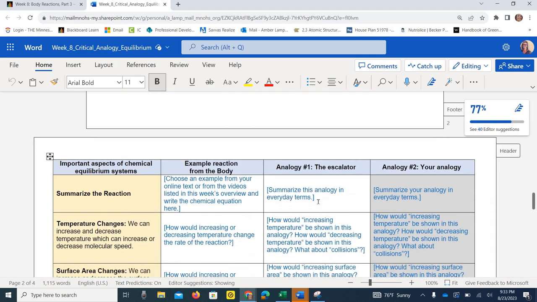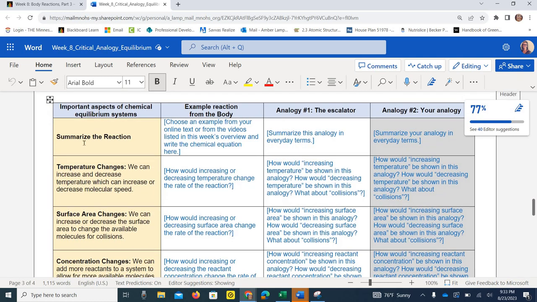So when I look at that in terms of this table, the first one says summarize the reaction. So summarize this analogy in everyday terms. In this, I would simply say that I have people that are going up and down an escalator. That's all I would have to say. Okay, so it's just a basic summary of what you're looking at or what your analogy is.